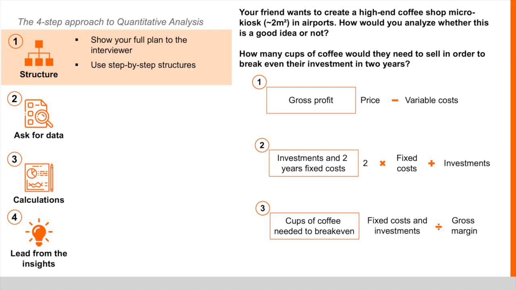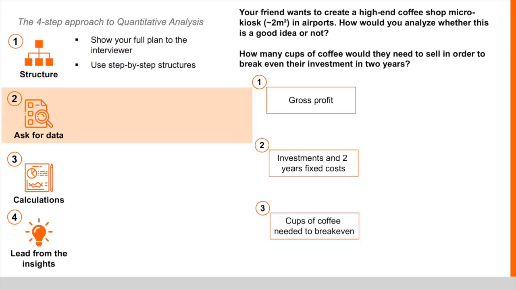Okay? Now let's talk about step number 2, asking for data. Many numbers that you will need are going to be clear to you, that you're going to need to figure out somehow from your structure, because you are going to need to divide the number that you have by a number that the interviewer didn't tell you, so you know that that's a piece of data that you need.